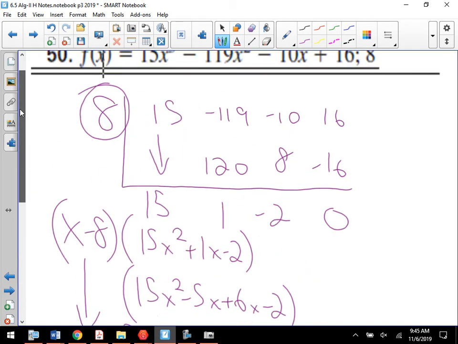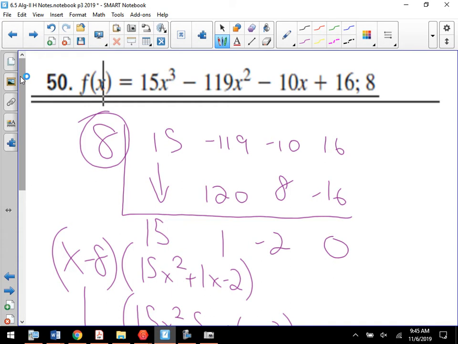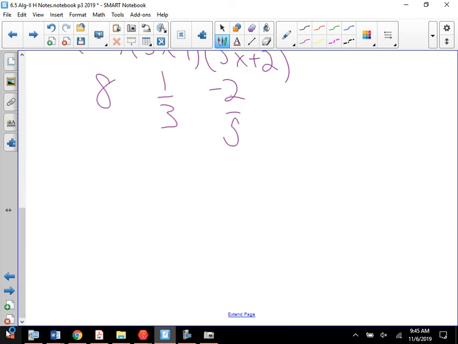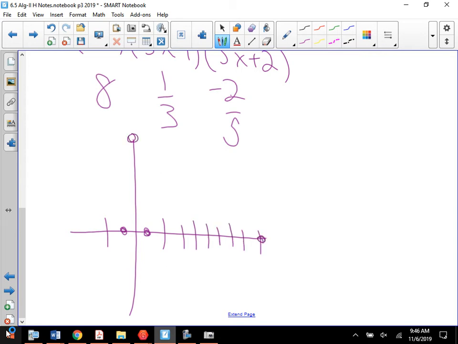If I go to plot this, we know that it's going to cross the y-axis at a positive 16, and we know it's going to cross the x-axis at negative 8, 1/3, and negative 2/5. Remember, when you're doing stuff like this, it doesn't have to be pretty. Here's negative 2/5. Here's 1/3. Here's negative 8. Here's 16. What are your tails doing? Down, up. Okay? So, just go whee!